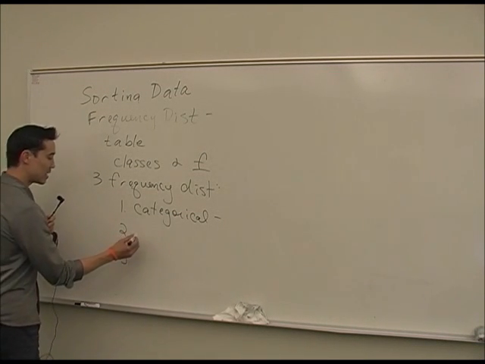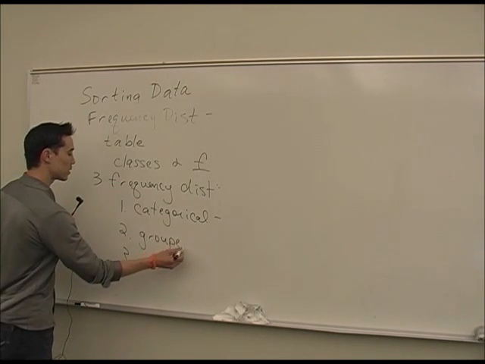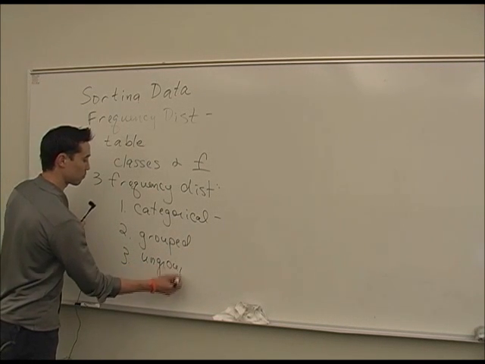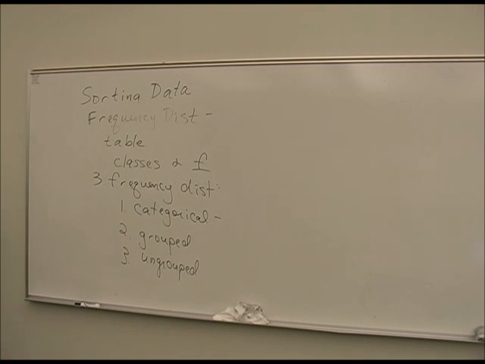All right, we also have what's termed grouped and ungrouped. Okay? Now with grouped and ungrouped, these are for numerical data.